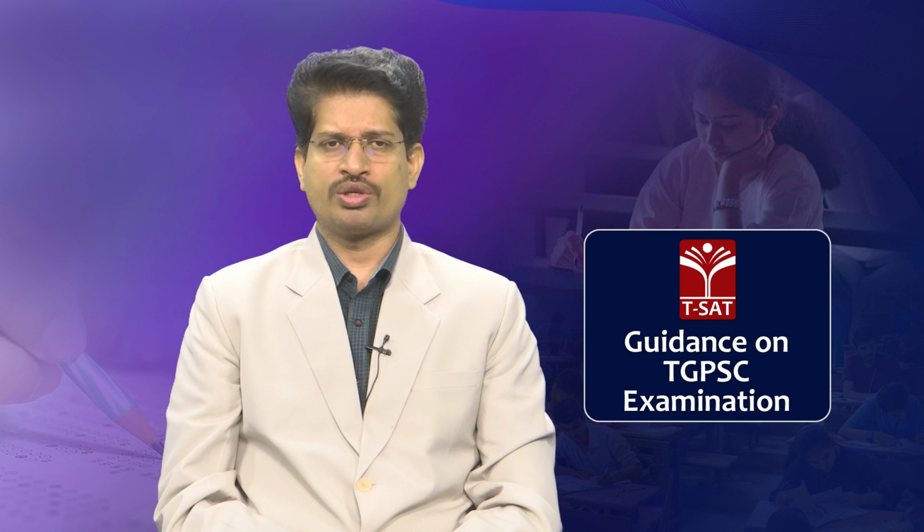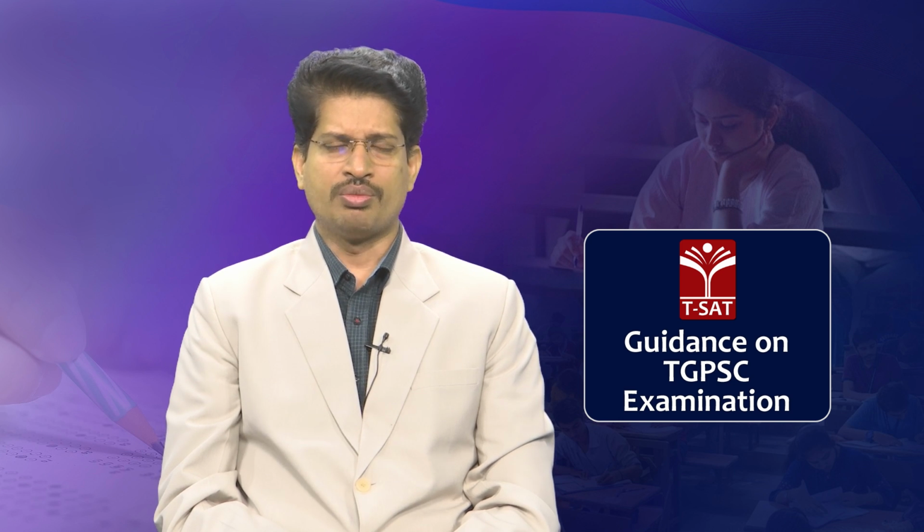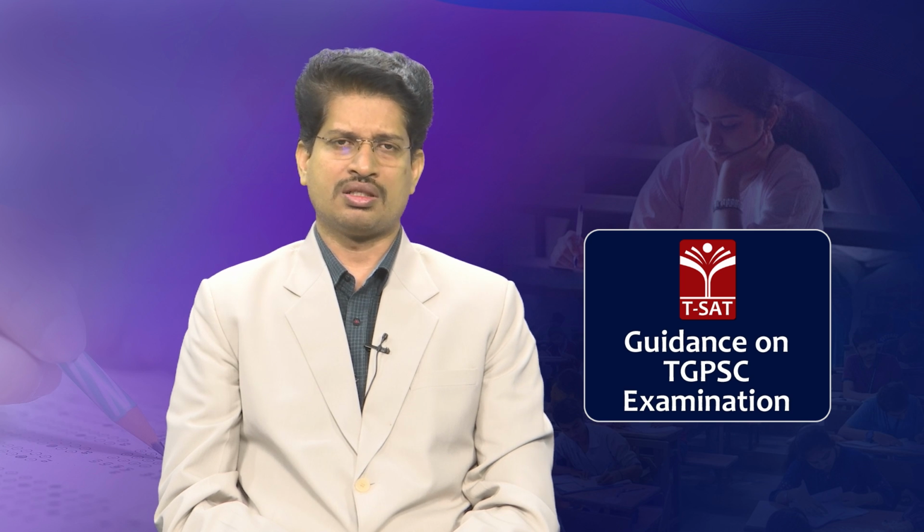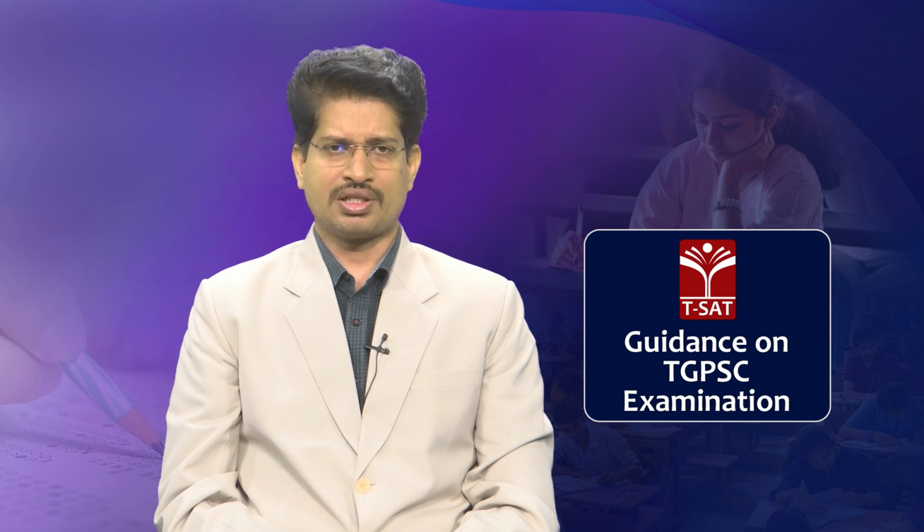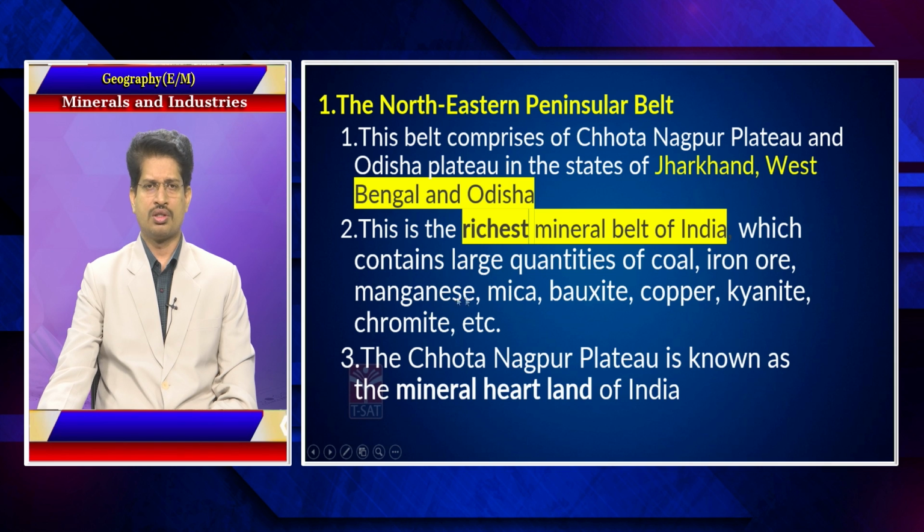So, let us examine point by point, in correlation with mineral availability as a natural resource and the industrial regions of our country. In this case, the northeastern peninsular belt. This belt comprises the Chota-Nagpur Plateau and Odisha Plateau in the states of Jharkhand, West Bengal and Odisha. Here, northeastern peninsular belt does not mean the northeastern states of our country. It means the northeastern part of the peninsular plateau.